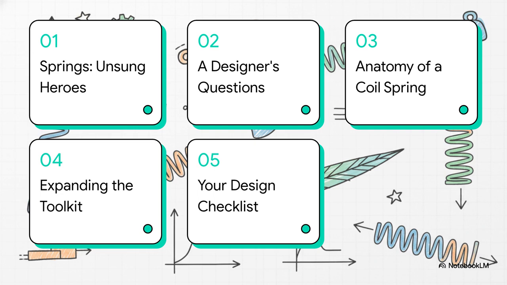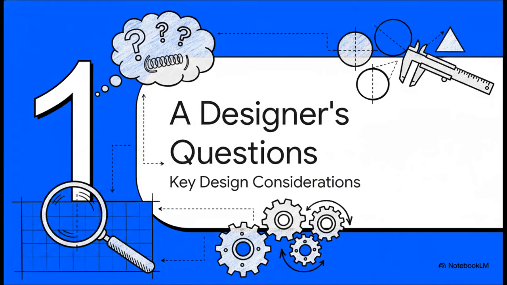So here's what we're going to do. We'll start with the big picture, the first questions every designer has to ask. Then we'll get into the nitty-gritty of coil springs, check out some other types, and wrap it all up with a super practical checklist you can use on your own projects. All right, let's get into it.